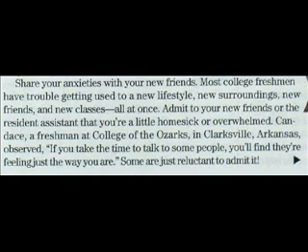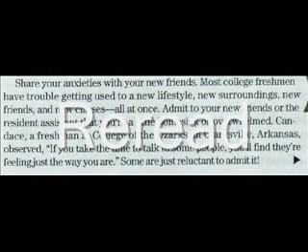So I'm going to pretend that I have a breakdown in comprehension and show you how to use monitoring. Share your blank with your new friends. Alright, I just read that, but I'm not really sure what it's talking about. So I know from my strategy that the first thing I can do is reread. So I'm going to try rereading that section again a bit more slowly.